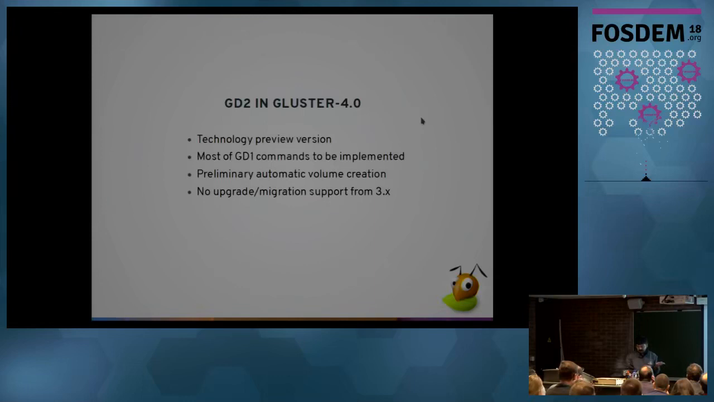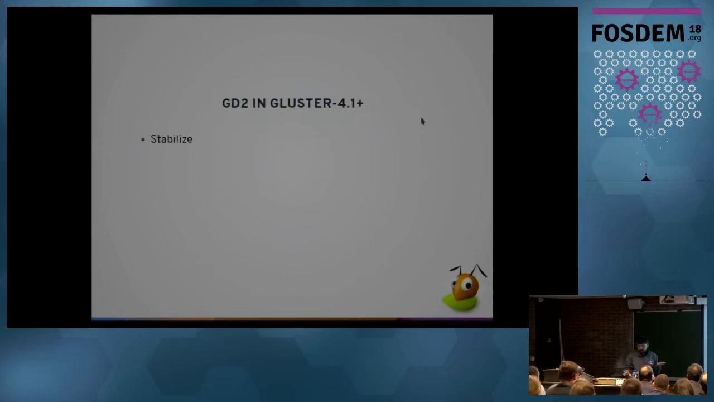Beyond 4.0, with 4.1 and beyond, Gluster 4.1 is planned to be a long-term maintenance release. So by that time, we'll be stabilizing more. We'll have full documentation on all the commands that we support, on all the APIs, and the different management workflows that you can use them for.